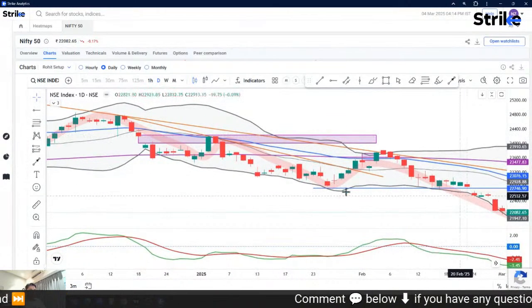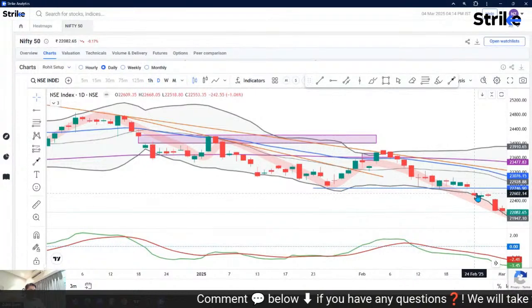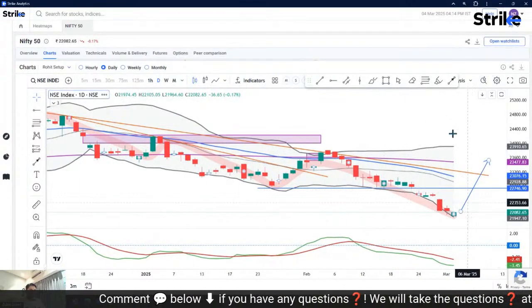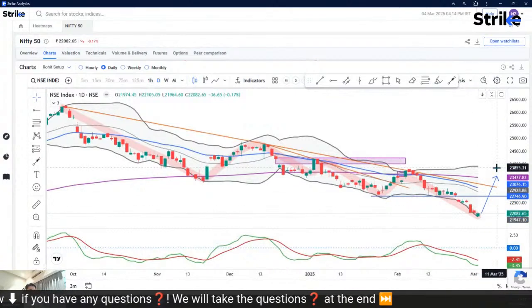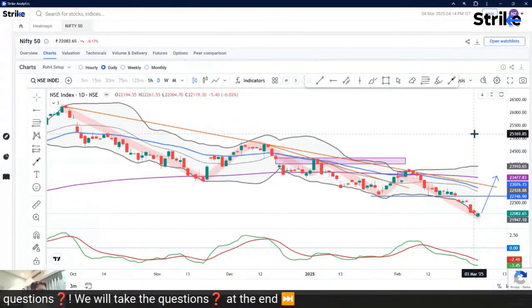All right, so what happened? Gap down, this low which everybody knew got broken down, and it's still down. So what next? Simply wait. As an investor, we need to wait, right?